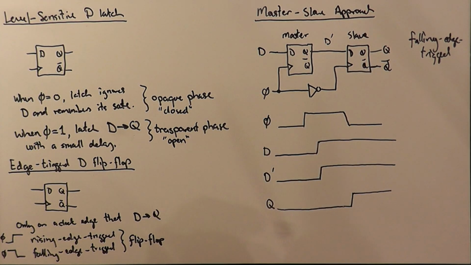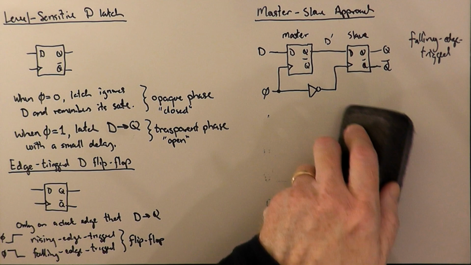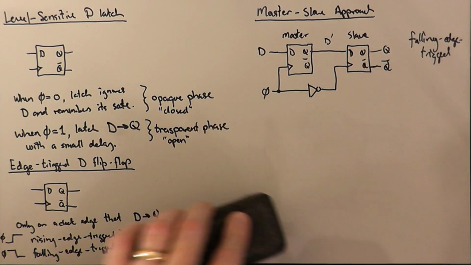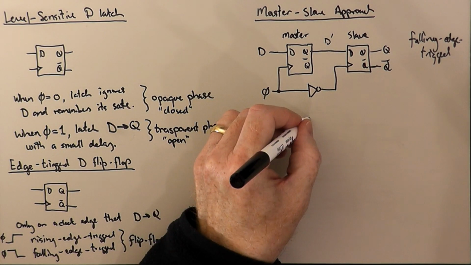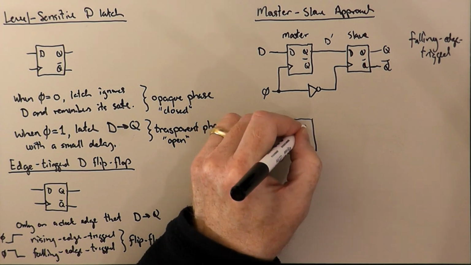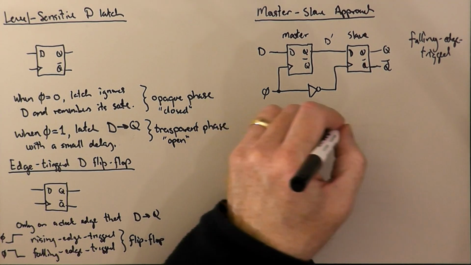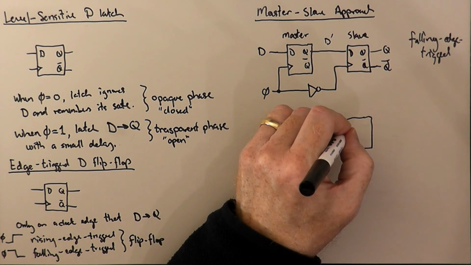Well, how could we make a rising edge triggered flip-flop? That's actually pretty straightforward, because all we have to do is flip the phase of the clock. So we can make a rising edge triggered flip-flop using this kind of approach by simply changing where we put the clock and clock bar.